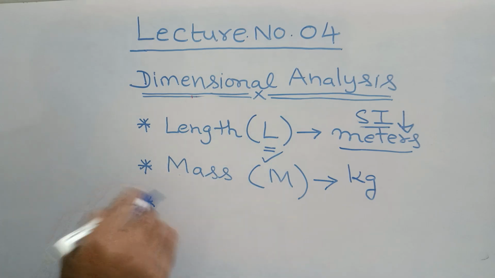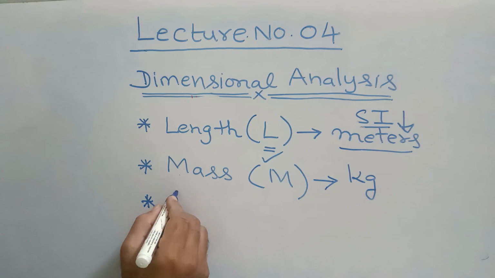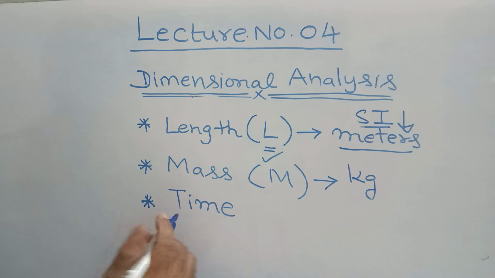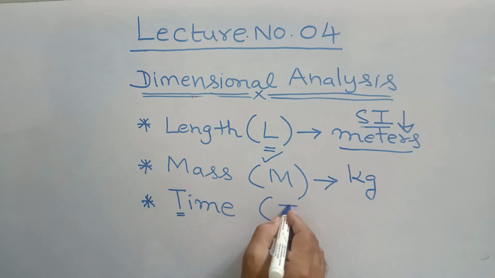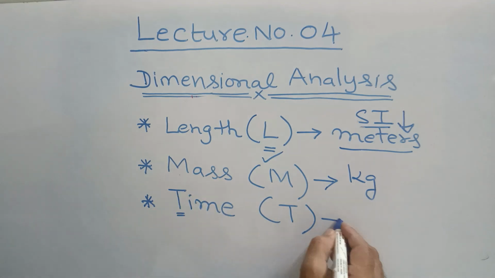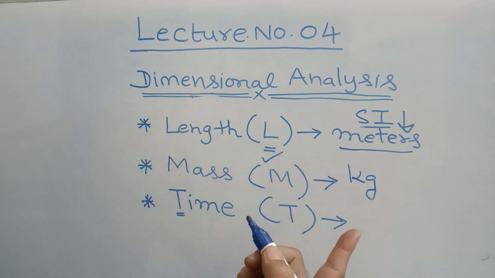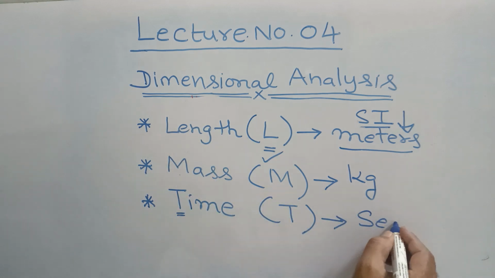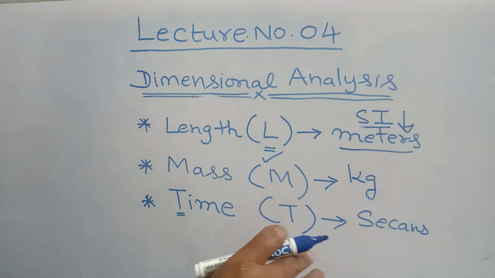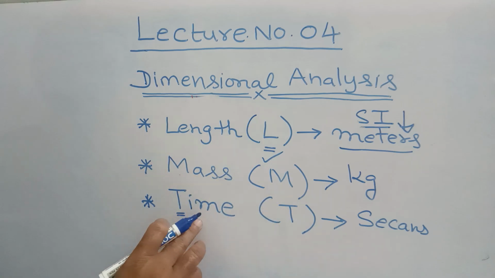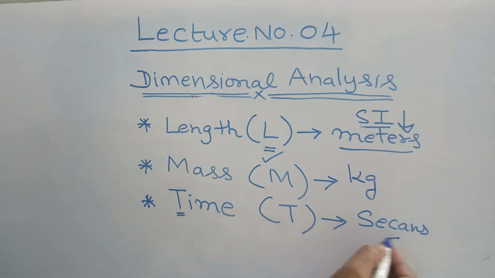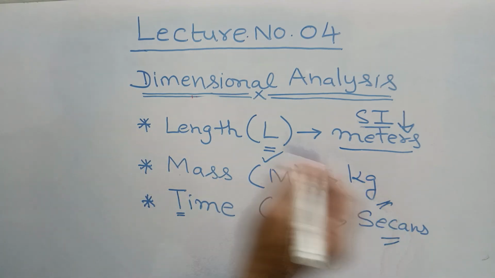Similarly, another important fundamental quantity is time. What is the first letter here? Capital T. T is the dimension. Whereas time is measured in seconds. Unit is the thing in which a quantity is measured. Therefore, in seconds the time is measured, so second is the unit actually. Kg is the unit.